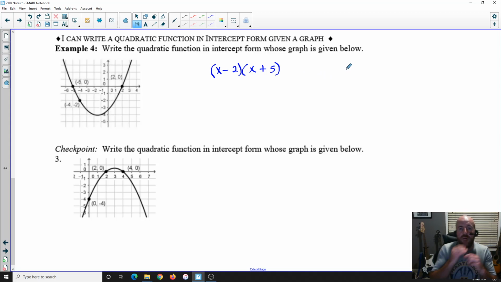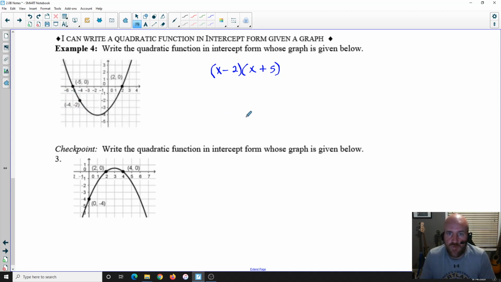Okay, so there's the first part, the easiest part. Now what we have to remember to do is find out what the a value is. We can't just leave it like this, because this could be for really an infinite number of quadratics that would have these two intercepts, but we need to account for how big the graph is. So this other point is going to help us.